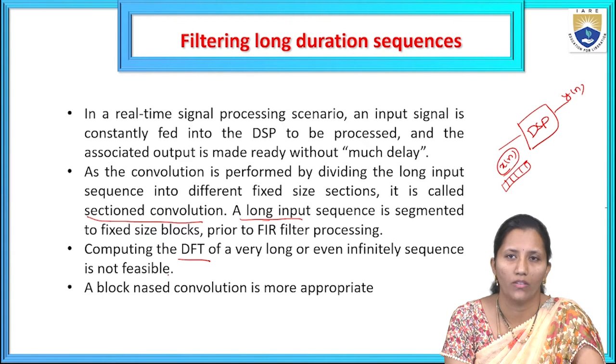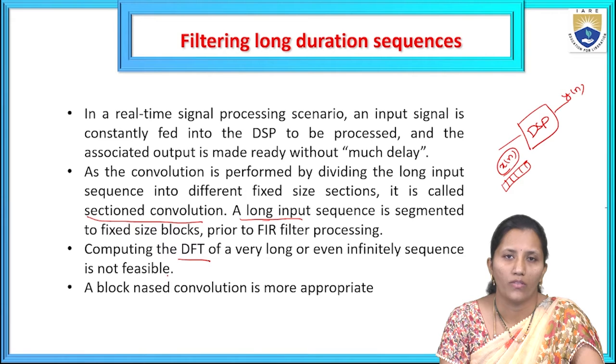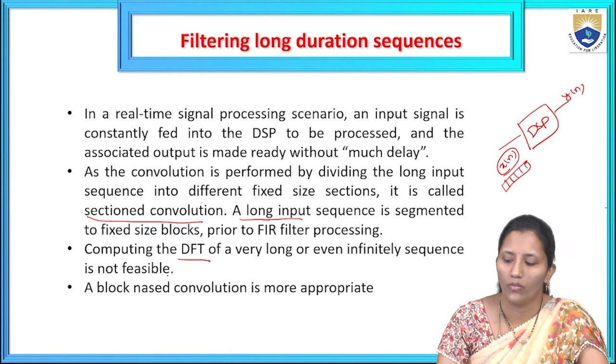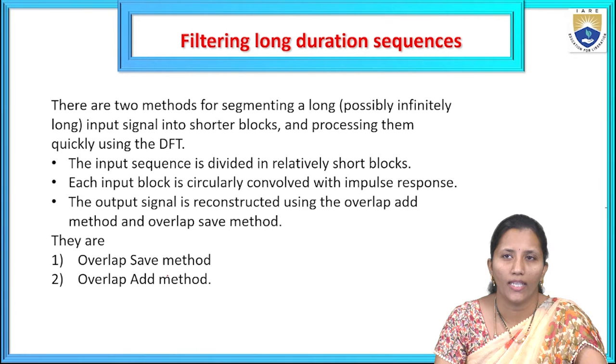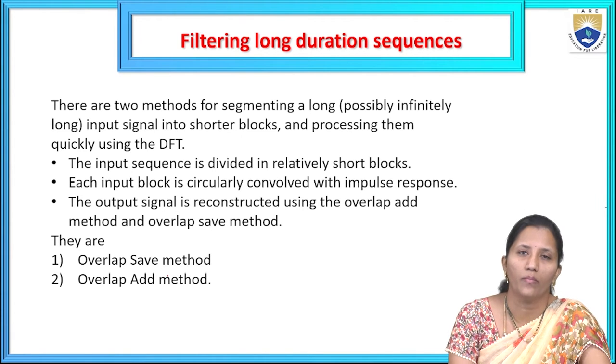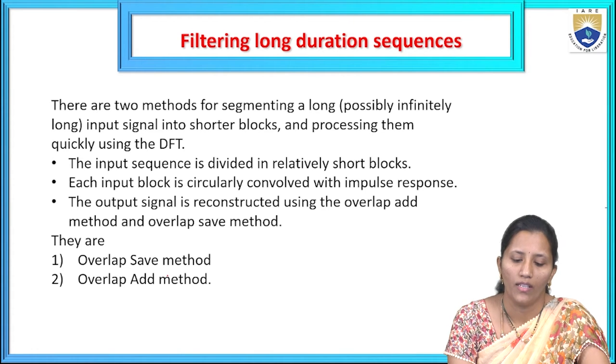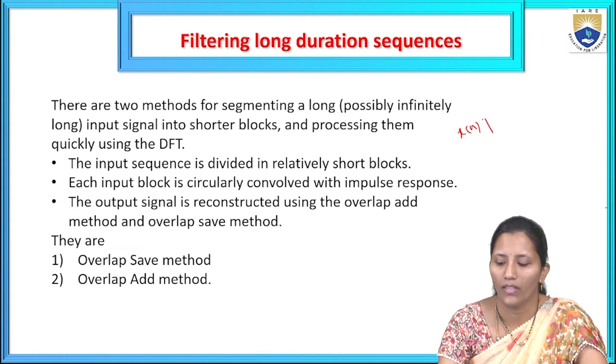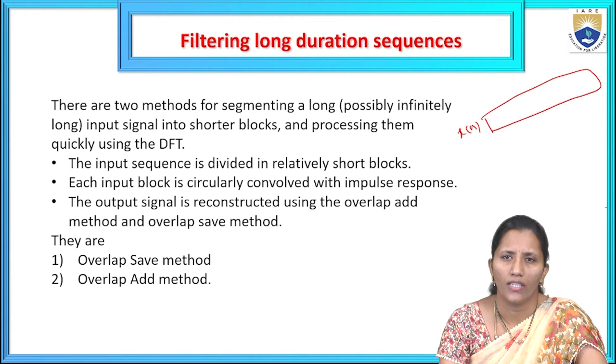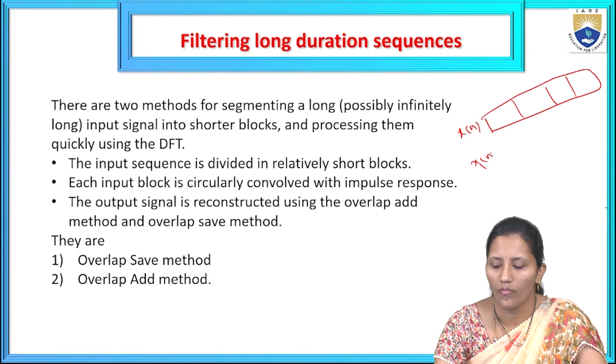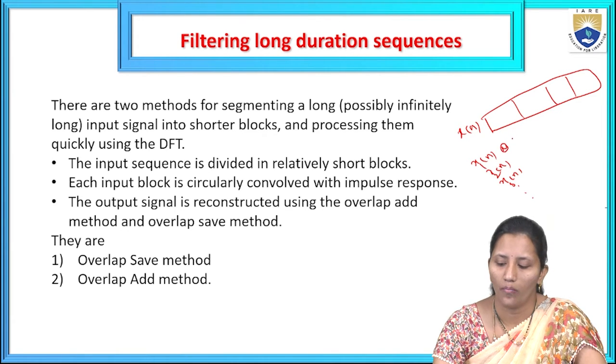We are dividing the long input sequence into fixed size blocks, and those fixed size input blocks are convolved with the impulse response of the system to get the output response. For that we have two methods for segmenting a long input signal into shorter blocks and processing them quickly using the DFT. The long input sequence is divided into relatively short blocks, that is x1 of n, x2 of n, x3 of n, like that, with fixed sizes. Then each individual block, x1 of n, x2 of n and so on, is circularly convolved with the impulse response of the system.